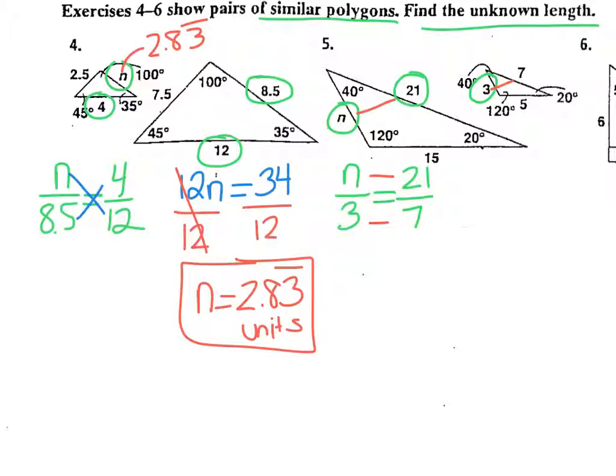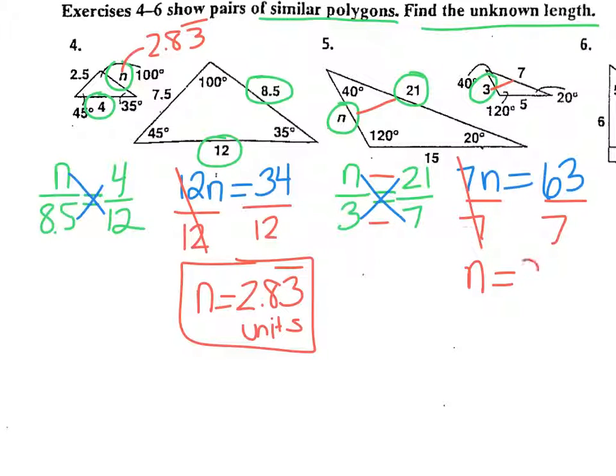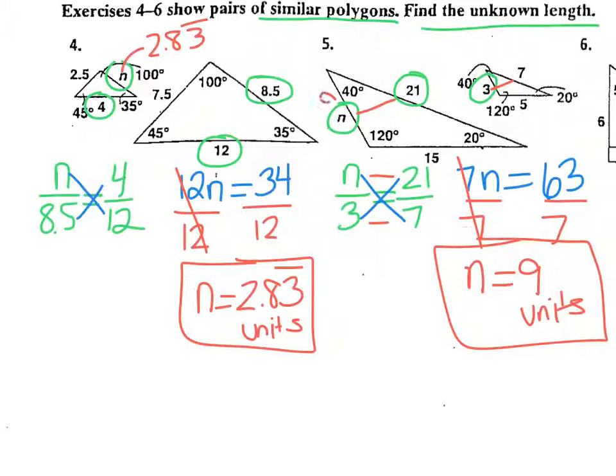All right, so now to solve this, we're going to do the cross products. So we have 7n equals 21 times 3, which gives us 63. And then we're going to solve by dividing both sides by 7. So n equals 9. And again, there are no units on there, so I'm just going to write units. So we just figured out that this right here would have to be 9 units if those two were similar figures. So those are some examples of how to find missing side lengths in similar figures.